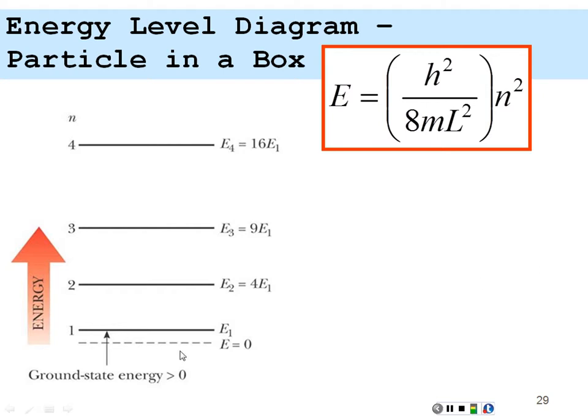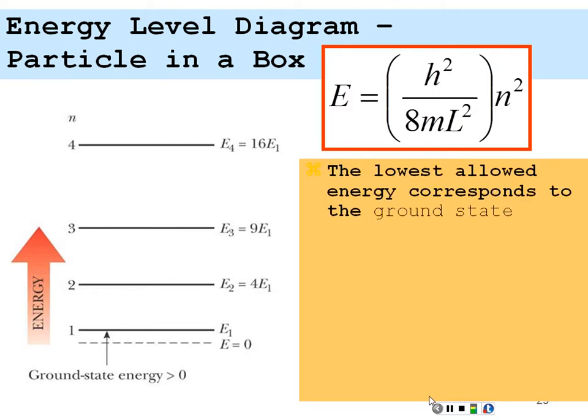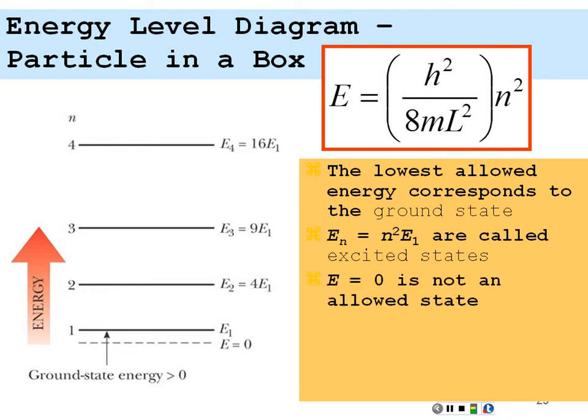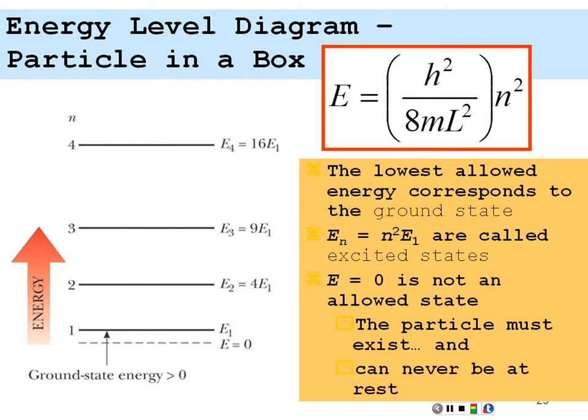So our ground state energy actually is going to correspond to n equal to 1. We can't have an energy equal to 0. Lowest allowed energy is n equal to 1. All of our excited states are going to be n squared times that lowest possible energy. Energy equal to 0 is not an allowed state. The particle must exist and it can never possibly be at rest in the quantum state.